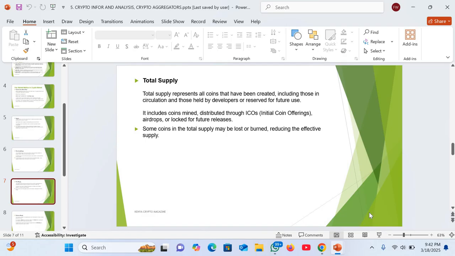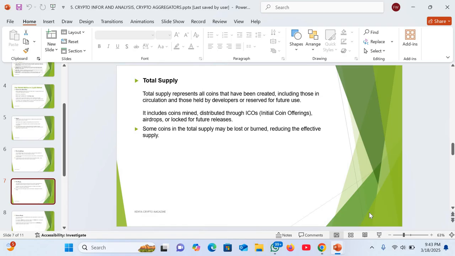That whenever we are talking about the total supply of a coin, we include even the coins that are yet to be mined, and also those that are locked in and will be released in future in form of airdrops. My colleague Wirimo will be able to take you through airdrops. She'll cover that in the next class, possibly next week, and you will learn how you can take advantage of airdrops.